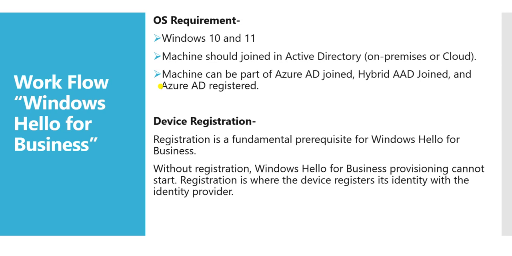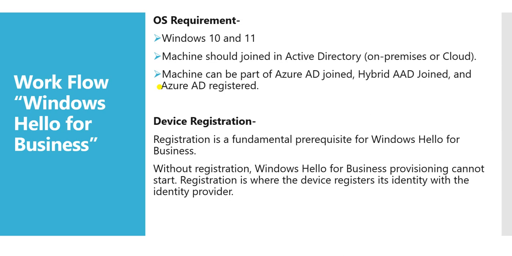Now, device registration. Device registration is a fundamental prerequisite for Windows Hello for Business. You should have registered your Windows device into Intune if you want to activate Windows Hello for Business. If it is not registered in Azure AD or Intune, Windows Hello for Business provisioning cannot start. Registration is where the device registers its identity with the identity provider. So, it's very plain and simple.